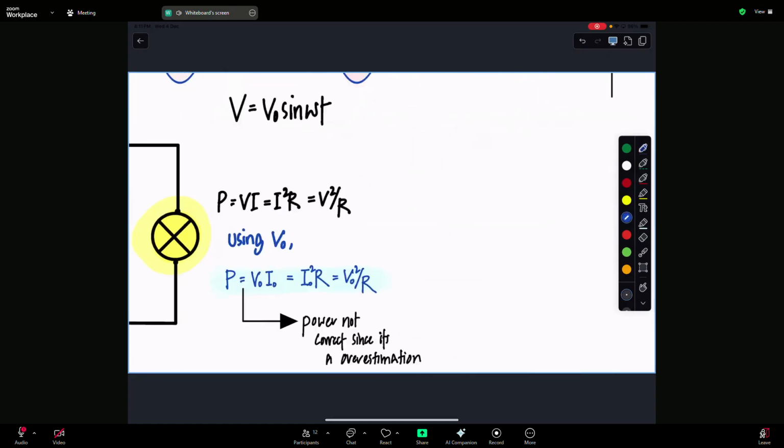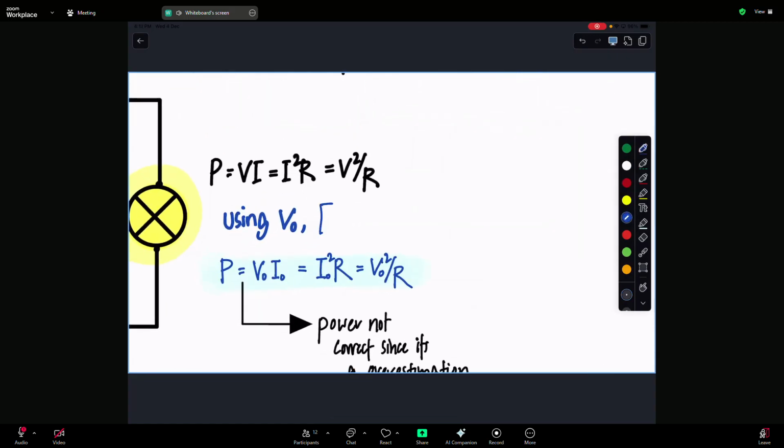This version that I've been using here is using what value? Peak value. So if you use the peak value, it is an overestimation, okay? Overestimation. So that is incorrect. What else can you do? What's an alternate way out there?